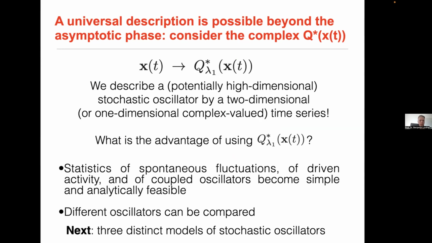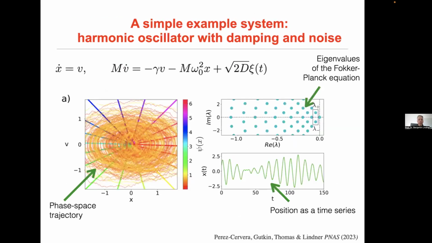And now, to make this more comprehensible, I will introduce in the next couple of slides three distinct models of stochastic oscillators, really distinct mathematical models, and show you that they can be described in a unified manner by our mapping to this Q lambda function. And the first example was mentioned already in passing. That's the harmonic oscillator with damping and noise.